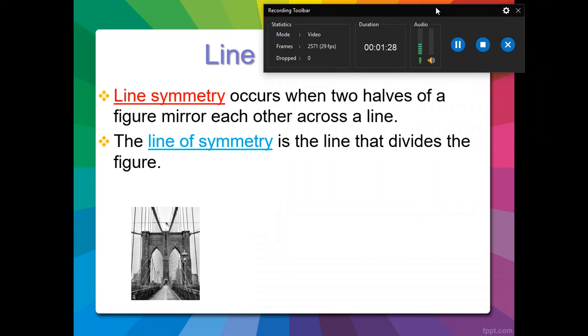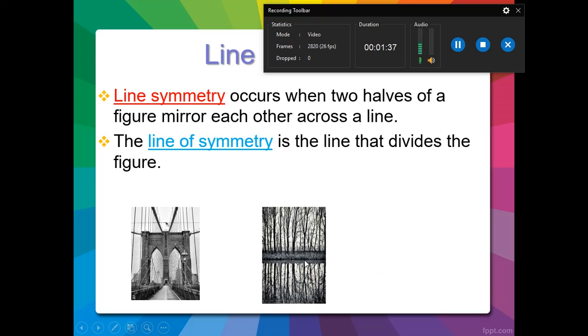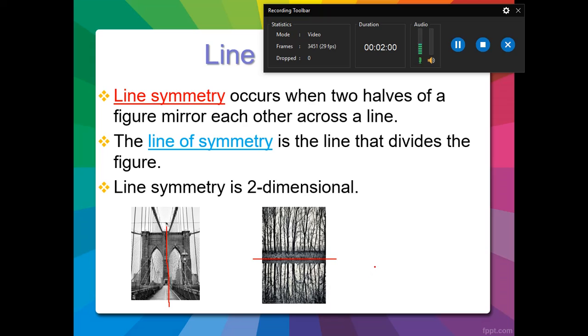So the line of symmetry will always divide the object into 2 equal halves. It doesn't have to be vertical though. In this picture, we have land with some trees, and then it's being reflected in the water. So our line of symmetry is actually being drawn right here horizontally, where on the bridge it was vertical. When you deal with line symmetry, it's always based on 2 dimensions.